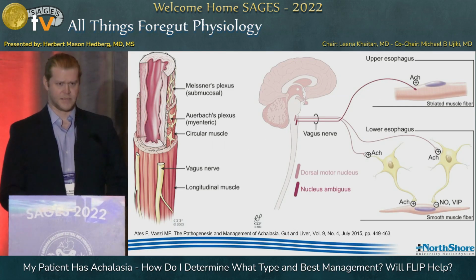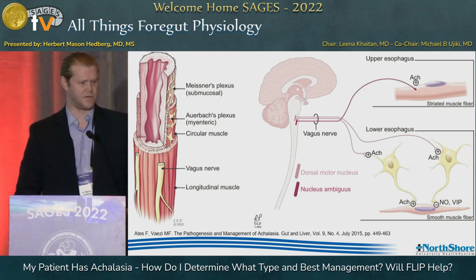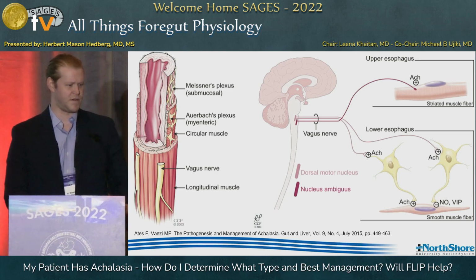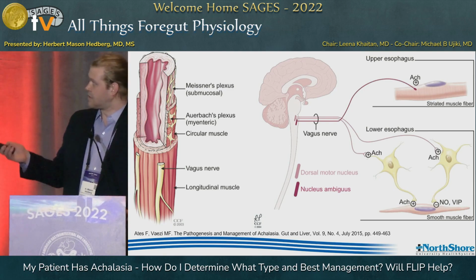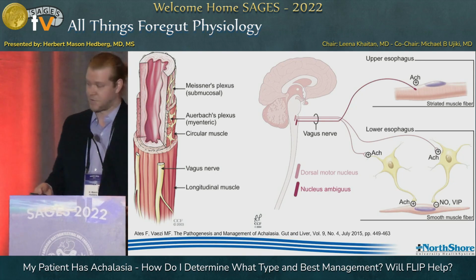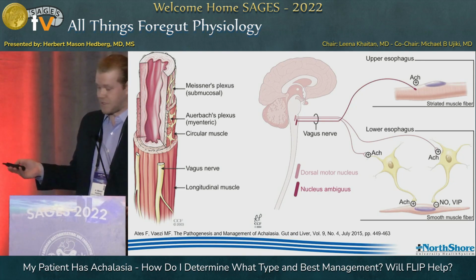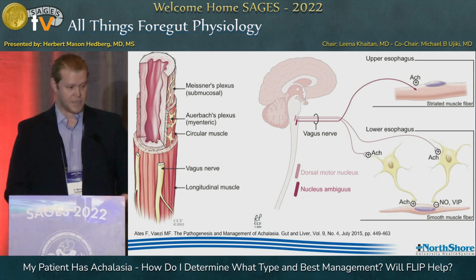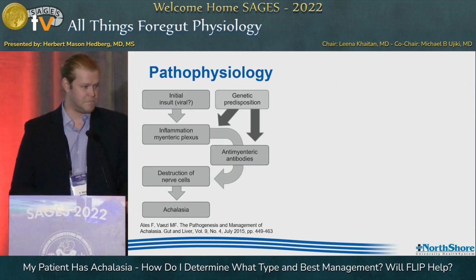So really to get into the differences between the subtypes of achalasia, I want to start with a little anatomy and pathophysiology review. The nerves involved with achalasia reside here in the myenteric plexus, sandwiched between the circular and longitudinal fibers. We have both excitatory and inhibitory neurons. So what exactly happens to these neurons?